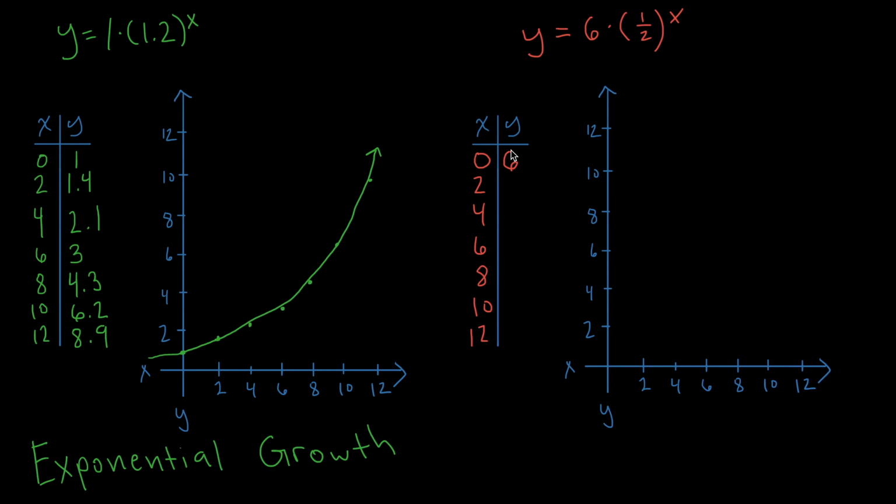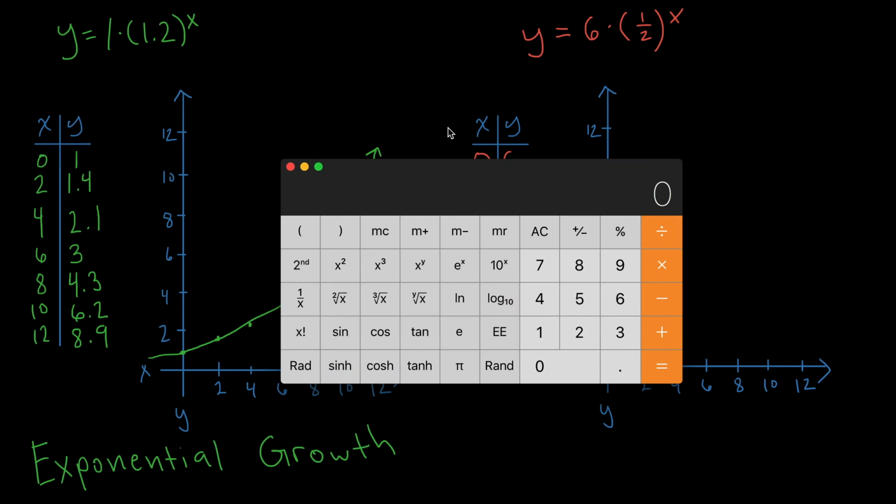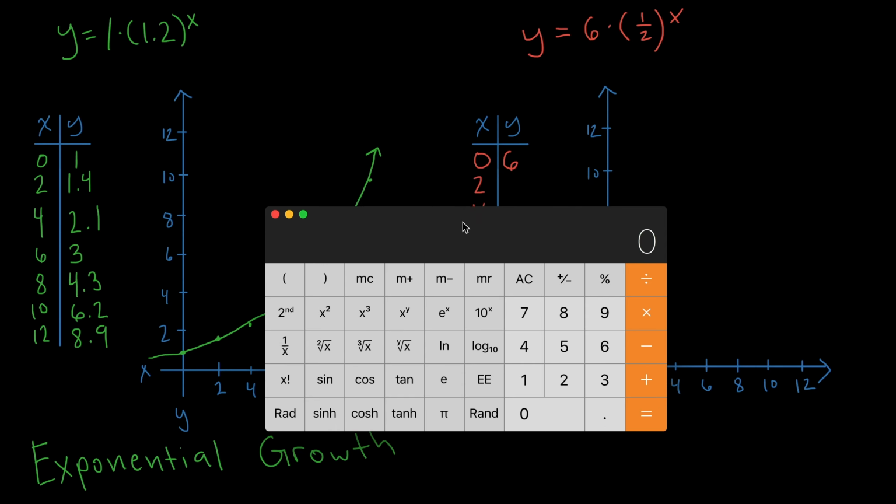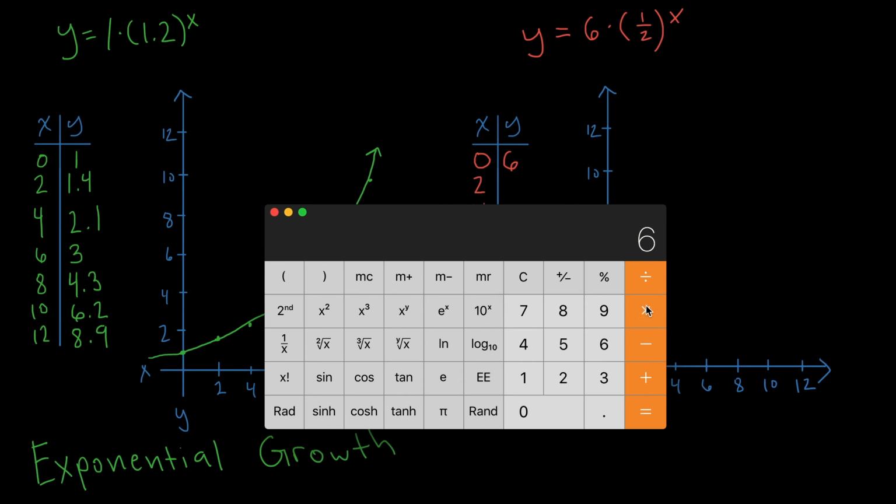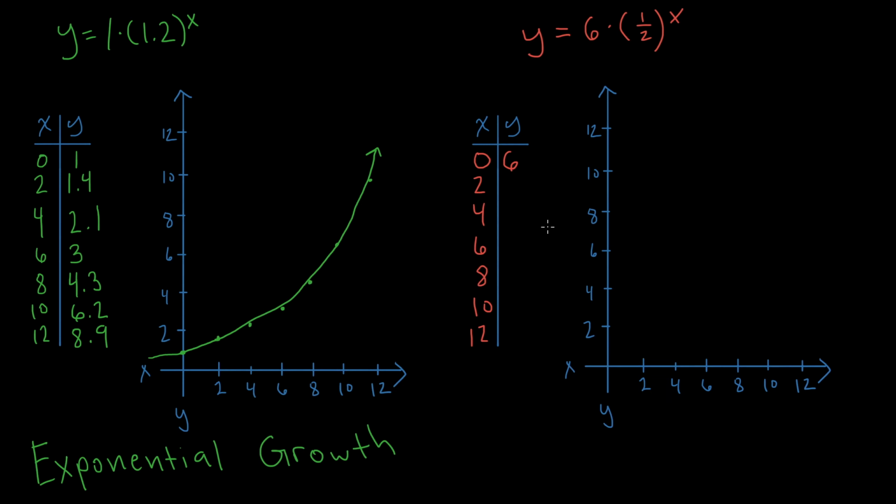And then I can use a calculator for the second value here. So that's going to be 6 times 1/2, so 0.5, raised to the second power, which is going to be 1.5. So I have 1.5 here. And then I won't go back through the calculator. I've calculated these out off camera, so to speak. And so let me write those out.